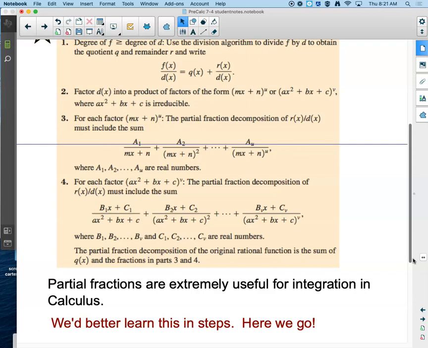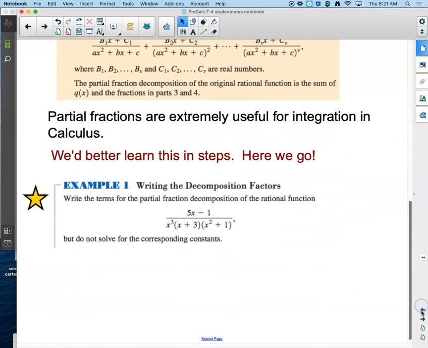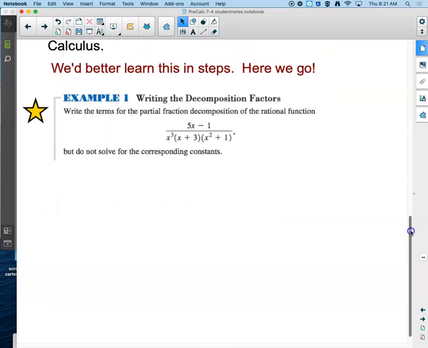So this will help us break it apart. And again, we're going to use A, B, C, and we'll just keep going with the alphabet instead of using these subscripts in here to make it easier. The partial fraction decomposition of the original rational function is the sum of q of x and the fractions in part 3 and 4. So we want to keep what we had for the initial rational equation, but we have to break it apart to make it workable. And that's what partial fraction decomposition is. So partial fractions are extremely useful in integration and calculus. So we better learn this, but we better take it in steps. So away we go. All right.